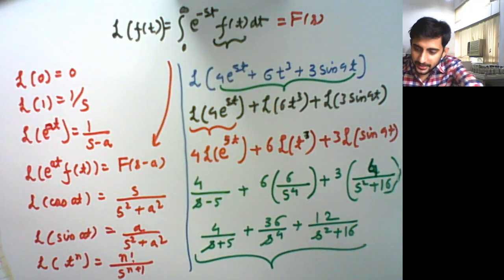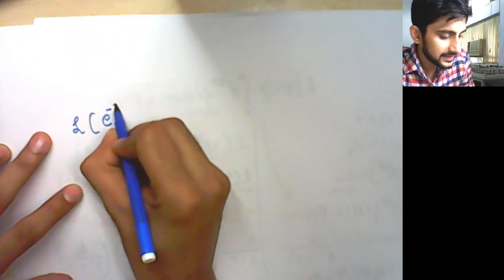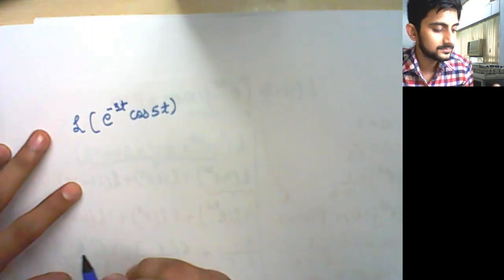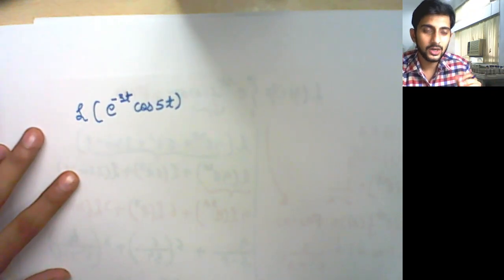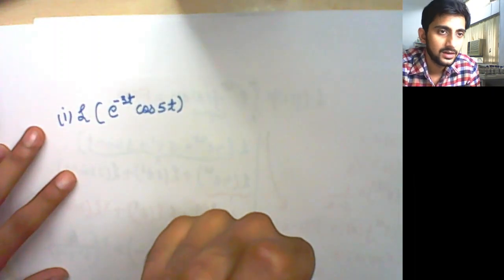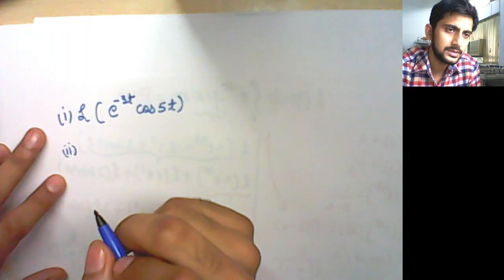So you can try these questions at home. What will be the Laplace transform of e to the power minus 3t cos 5t? Okay, we have done such a concept. It is called shifting on s-axis. So this is your first question. You can put your answers in the comments or send them to me on WhatsApp.